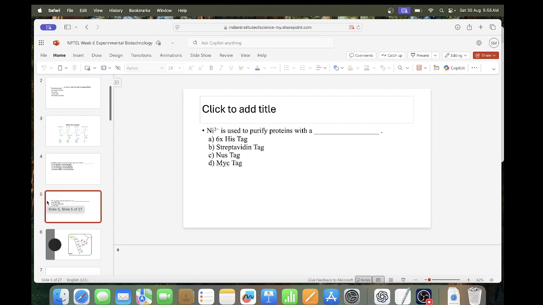Sir, A. Yeah, A is the right option. We know that his tag is used for nickel affinity. You can take a couple of minutes to think about the wrong options. We'll also learn what the incorrect options are and why a particular tag can be used for what purpose. So if you know what streptavidin tag is, or NUS tag, or MIC tag is, you can take your time to think about it and then answer.